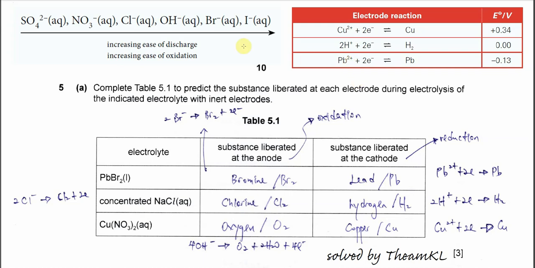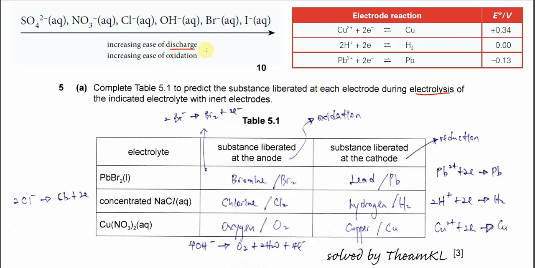Question 5a. Complete table 5.1 to predict the substance liberated at each electrode during electrolysis. First, you need to know what's happened during electrolysis. The very important concept that you need to know is those cations and anions, they will try to discharge.